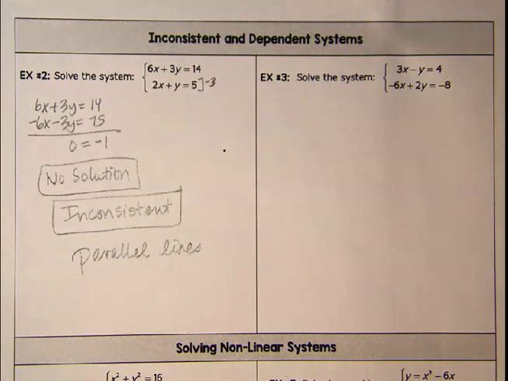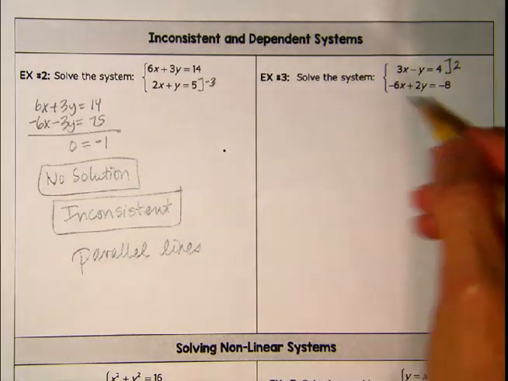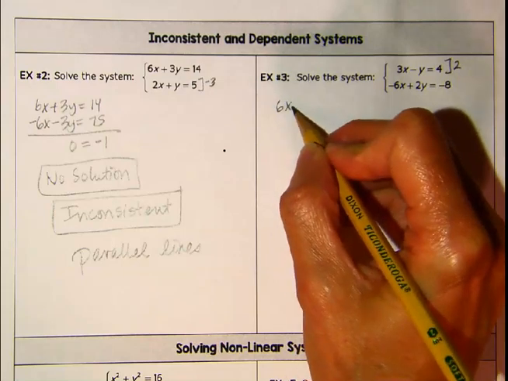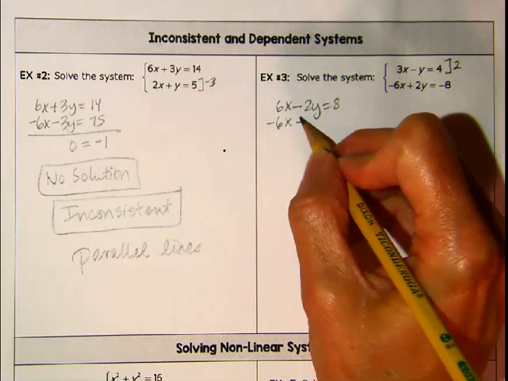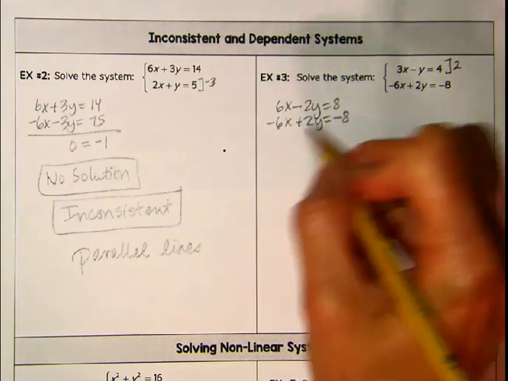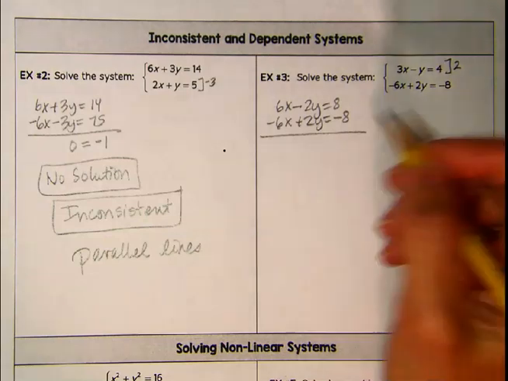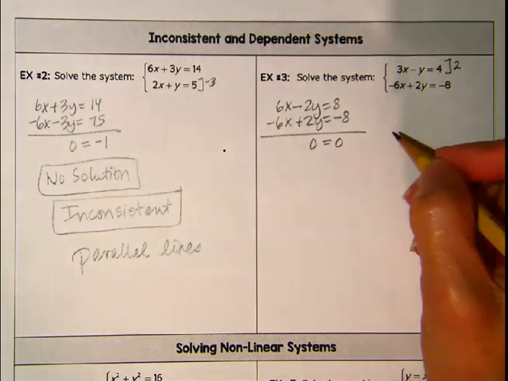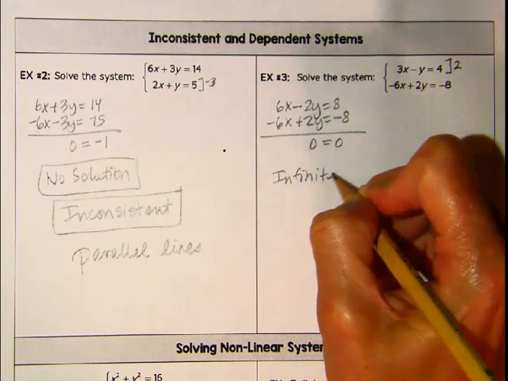Now, on example 3, it says solve this system. I'm going to multiply this one by 2 to cancel the y's again. I like to work the ones that have a coefficient of 1. So that gives me 6x minus 2y equals 8. On the bottom, I'm just going to bring that one down. And notice what happens on this one. The x's and y's cancel out again, so I get 0 on this side, but this also goes to 0. And that's a true statement. So this means there are infinitely many solutions.